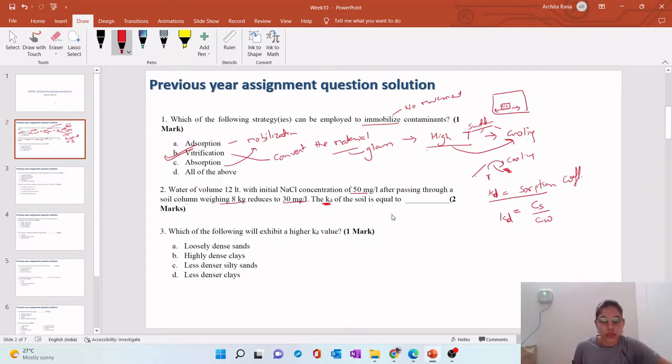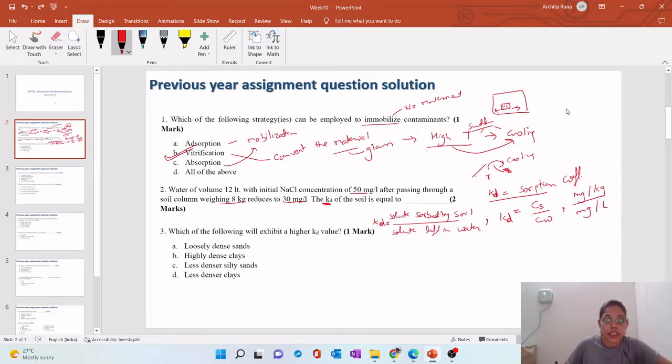So, solute sorbed by soil divided by solute left in liquid, in this case water. That determines the KD. So this is mg per kg, that is, how many mg of solute are sorbed per kg of soil, and how many mg of solute were present per liter of water.